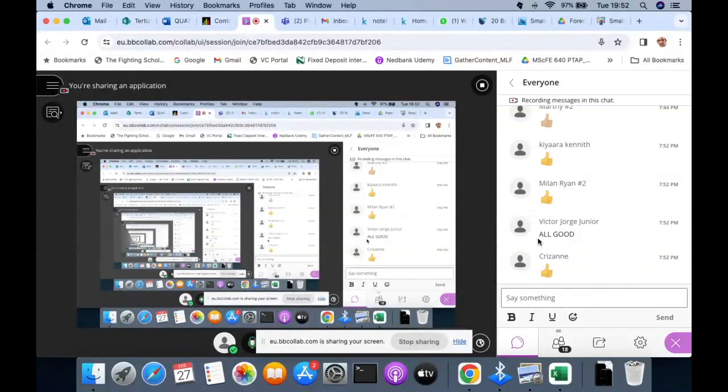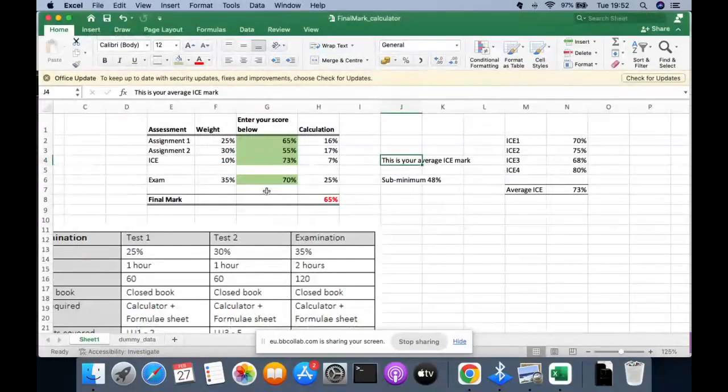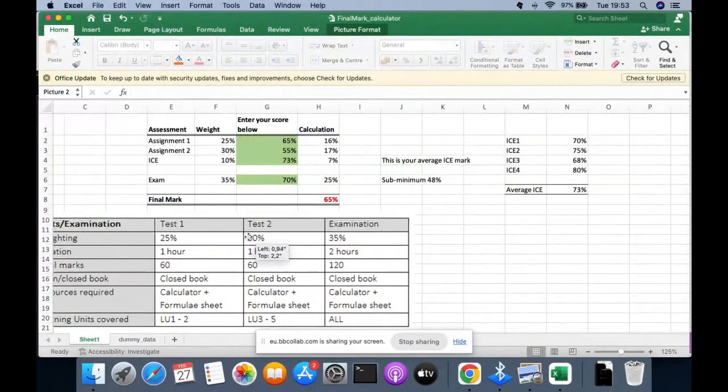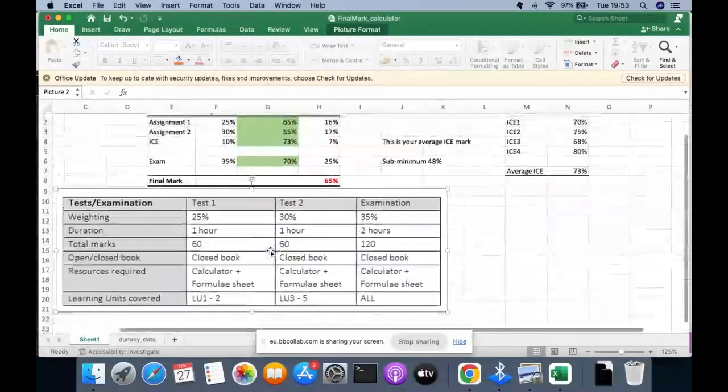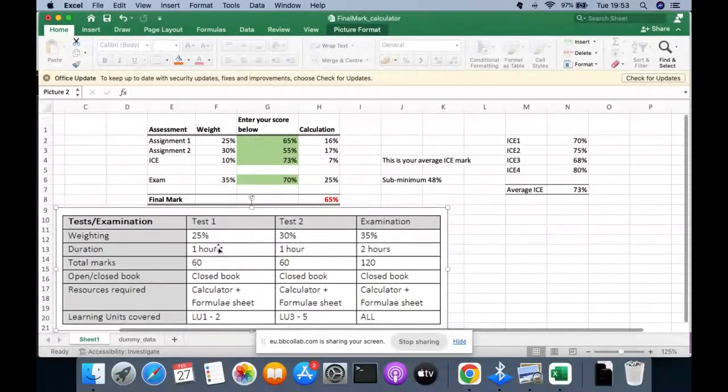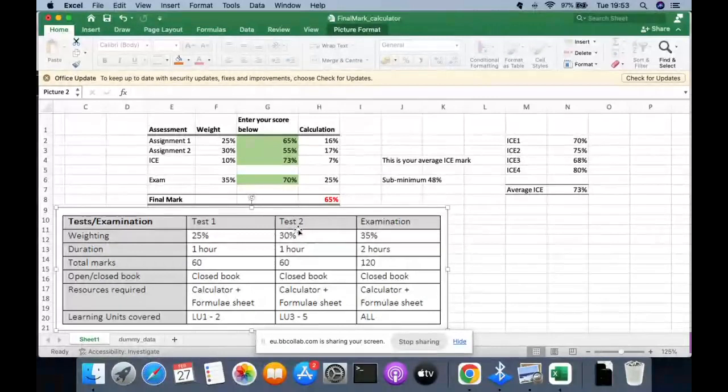Next point, how to calculate your final mark. I have made this Excel available to you. This screenshot that I'm putting on this Excel, I got from your module outline, which I mentioned earlier. You can find it there. If you click there, you'll have assignment 1 and assignment 2 instead of test 1 and test 2, because you're distance learning. But the procedure is the same.